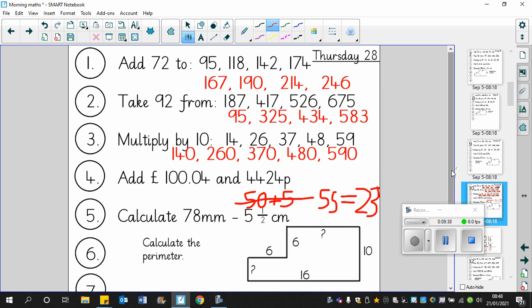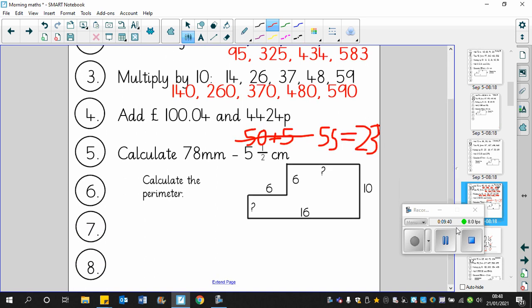The answer is 23, but 23 what? 23 centimeters or millimeters? Put your hands up if you think it's centimeters. Put your hands up if you think it's millimeters. Correct. Well done.